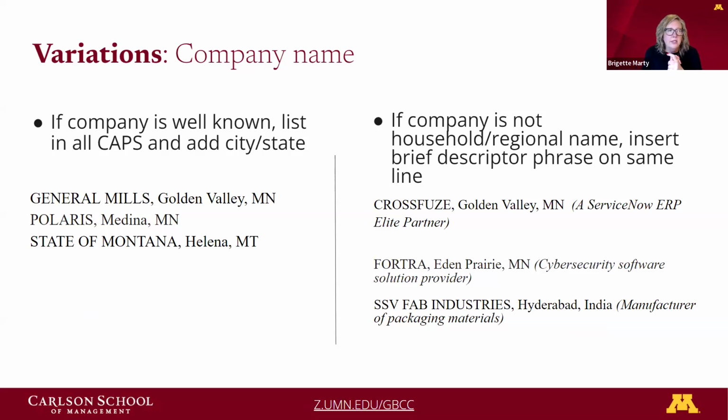On the left side of the screen, you'll see if it's a company that's well-known, Fortune 500, or well-known in the community that you're applying in, we just list the name of the company in all capital letters, comma, with city, and then the state abbreviation. No problem.